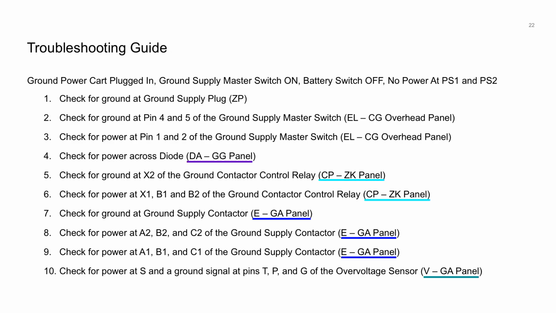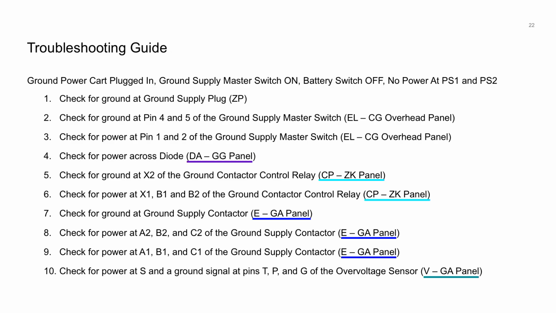Now let's look at a case where the ground supply cart is plugged in, the ground master supply switch is set to on, the battery switch is set to off, but for some reason you have no power at your PS1 and PS2 bus bars. The first thing to do is to double check that all 3 pins of the cart are mating to the aircraft. If that is not the problem, the next step is to follow the path of power from the cart to the PS1 and PS2 bus bars.